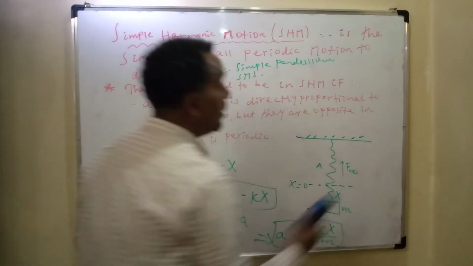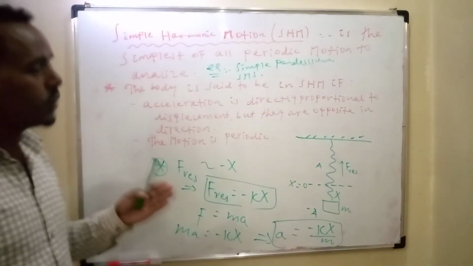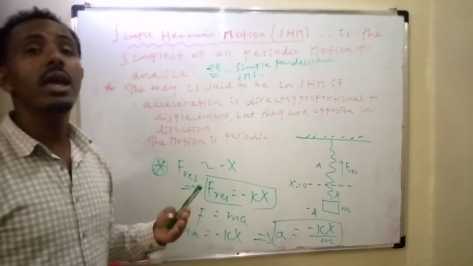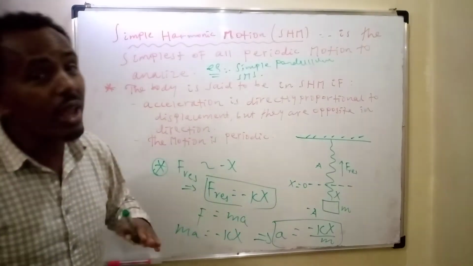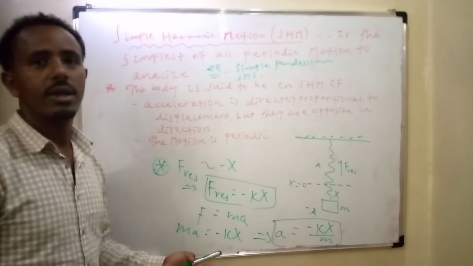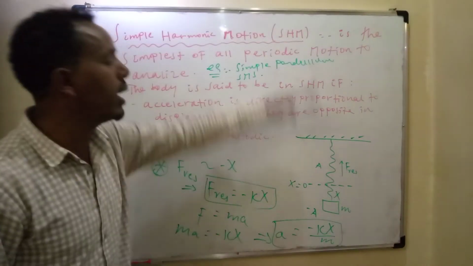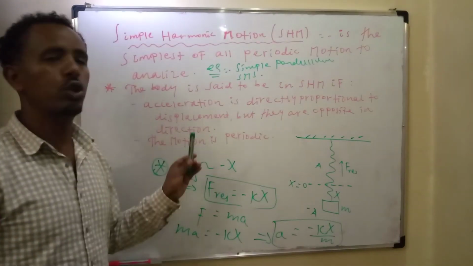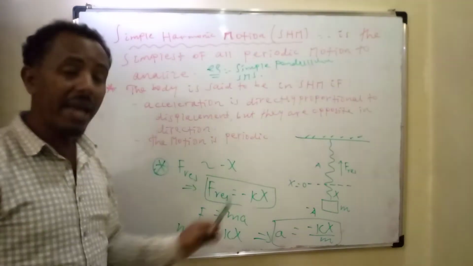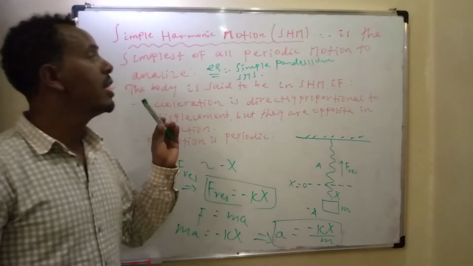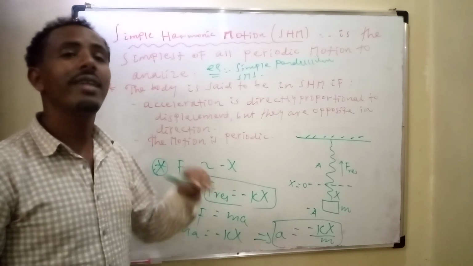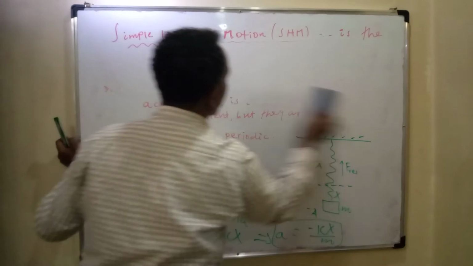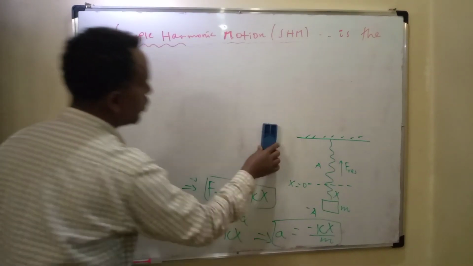Since this motion repeats itself at a regular interval of time, simple harmonic motion is expressed by a sine function or cosine function. It is sinusoidal. It repeats itself at a regular interval of time, up and down. So graphically, the motion of simple harmonic motion, or simply periodic motion, is shown by a sine function or cosine function. So the graph is sinusoidal.